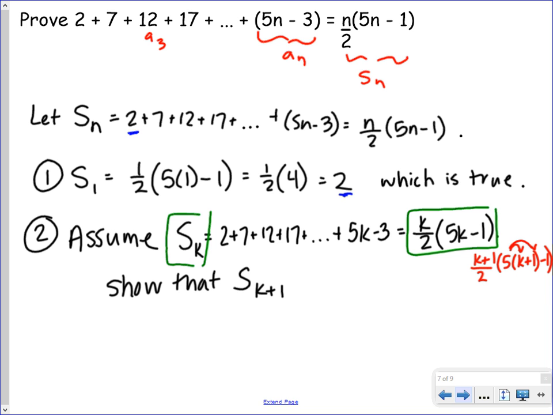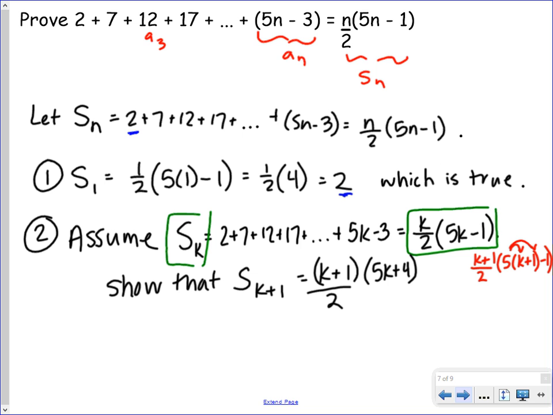Doing a little bit of work off to the side. You can do it in your proof, or you can do it in the margins if you don't want it to mess up your proof. I'd have to distribute 5k plus 5 and then subtract 4, so I'm getting 5k plus 4. So k plus 1 divided by 2 times 5k plus 4. Is that what your S sub k plus 1 looks like? Okay. So if we can get down to that, then we'll know we have a true statement, and that we'll prove the formula for all of the cases.